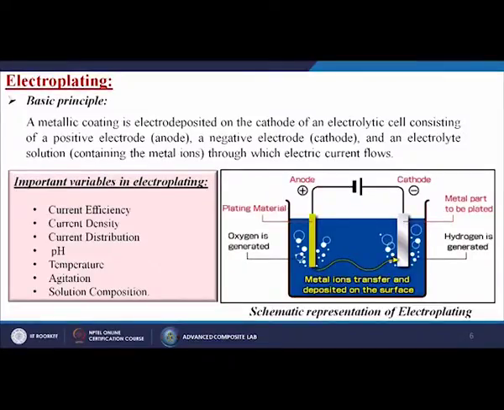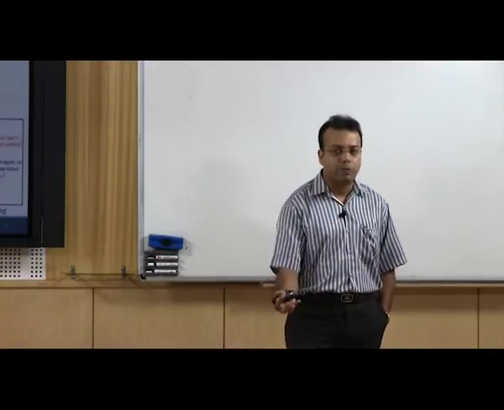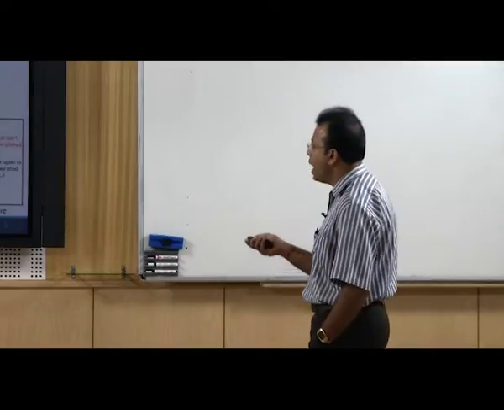A metallic coating is electrodeposited on the cathode in an electrolytic cell consisting of a positive electrode, known as the anode, and a negative electrode, known as the cathode, and an electrolyte solution containing the metal ions through which electric current flows. From this figure you can understand that we are taking the anode, we are taking the cathode, then some kind of liquid, which is known as the electrolytic solution. Here we have to keep our substrate on the cathode, and whatever material we are going to deposit onto our substrate, we have to keep in the anode part.